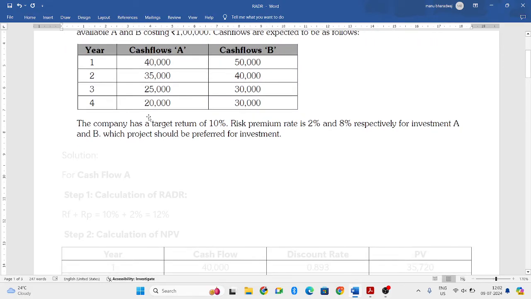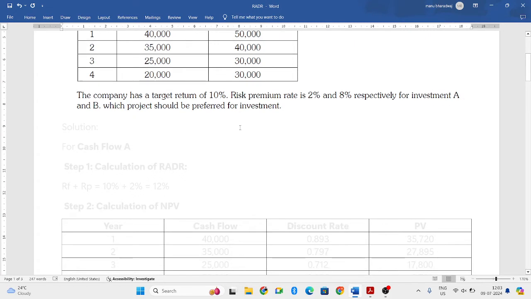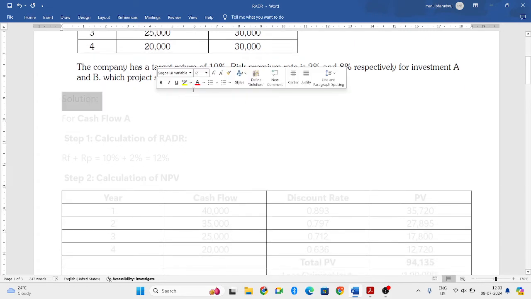The company has a target rate of return of 10%, and the risk free return. Target return is 10%. Risk premium, the additional risk, is 2% and 8% for cash flow A at 2% and cash flow B at 8% respectively. Which project should be preferred for investment? So let us try to solve this problem.